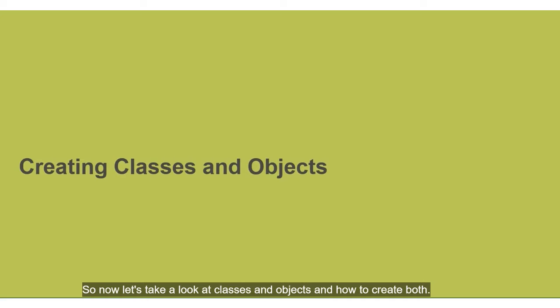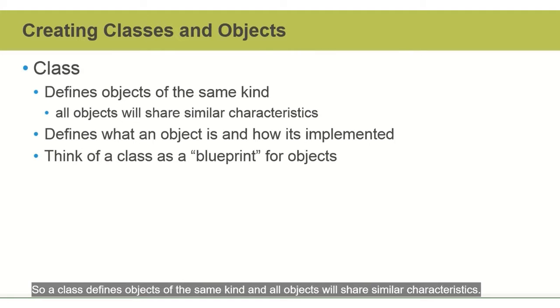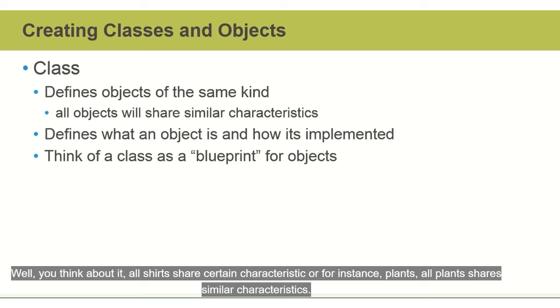So now let's take a look at classes and objects and how to create both. So a class defines objects of the same kind, and all objects will share similar characteristics. Say, for example, we're writing a class definition to represent a shirt. Well, you think about it, all shirts share certain characteristics. Or, for instance, plants. All plants share similar characteristics, so we could use a class definition to define what those characteristics are that are shared amongst all the objects of the same type.